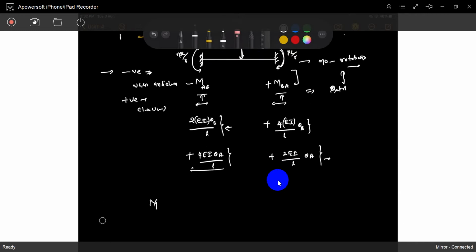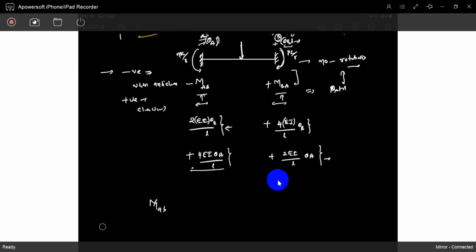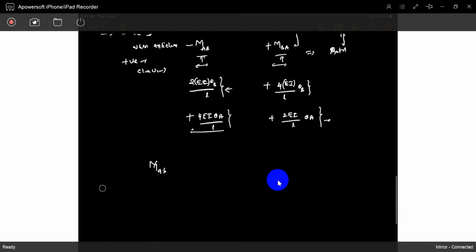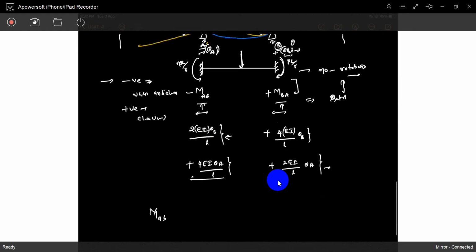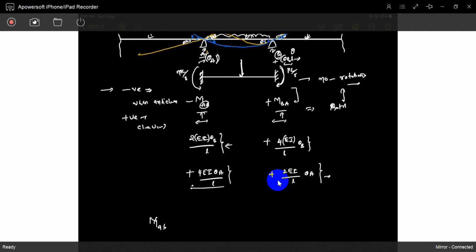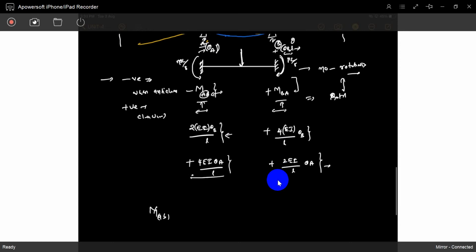Now I write M AB. AB means final. This is the final. So fixed end moments I will write as a capital. Fixed end moments means I have taken there is no rotation at the joint. That's called fixed end moments. If I write a small end moment, that's the final moment at the joint. Final moment means under different loading conditions it experiences some deflection, some rotation also. So okay, you see what that value is.